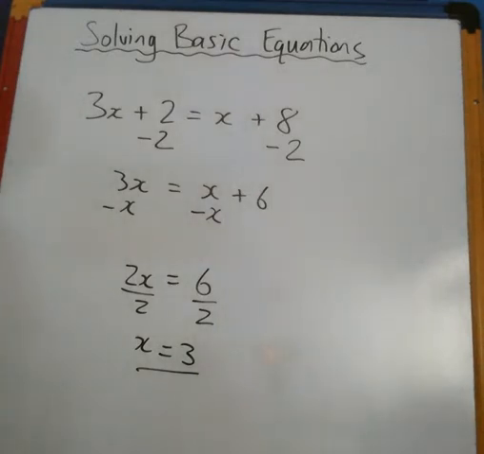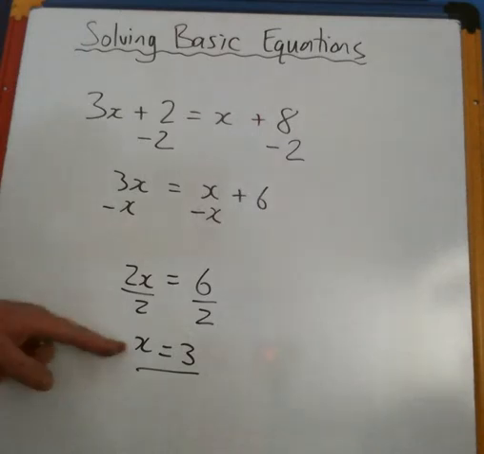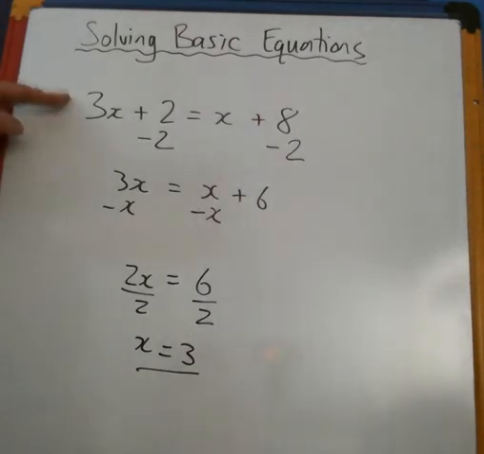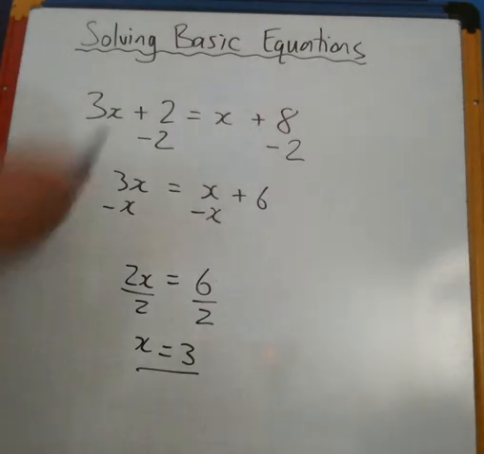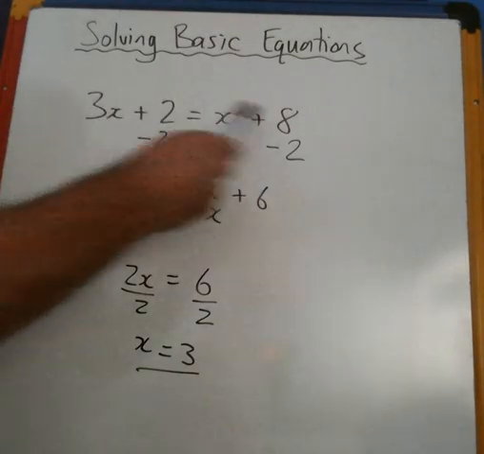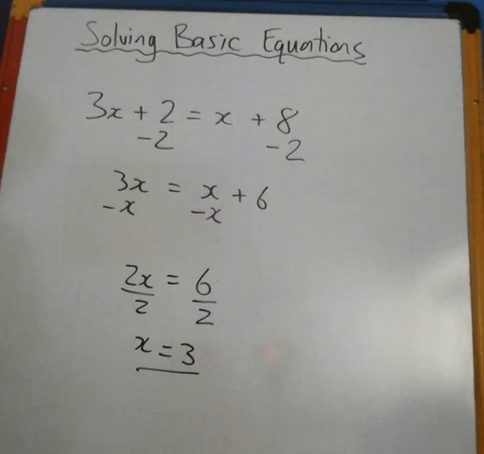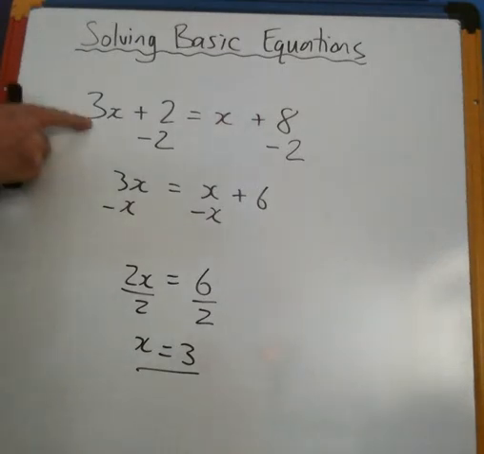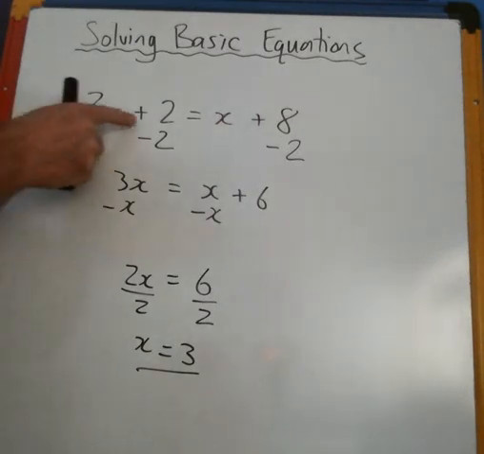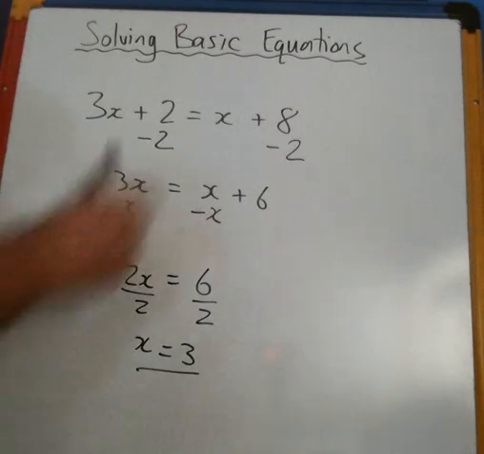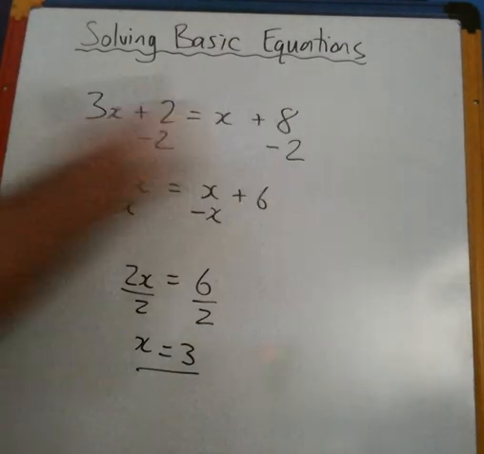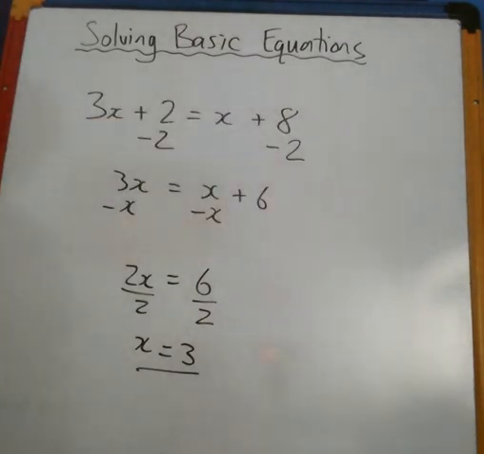It's always not a bad idea when you get an answer to an equation to substitute it back into the question to check that it works. The whole point of an equation says that the left hand side should equal the right hand side. So if x is 3, 3 times 3 is 9, plus 2 is 11, and on the right hand side 3 plus 8 is 11. So it works out.